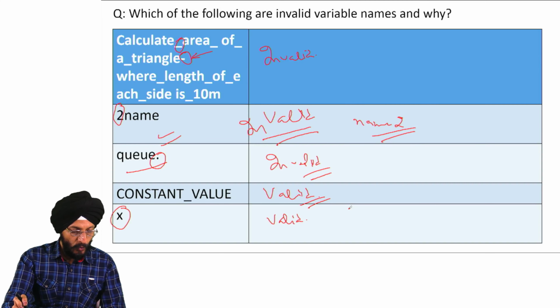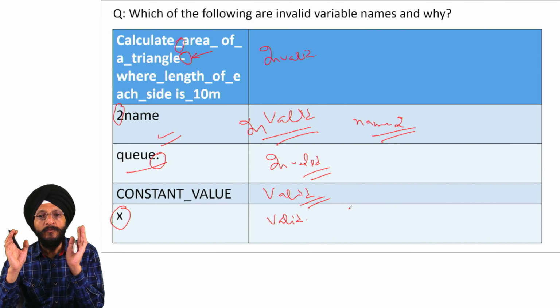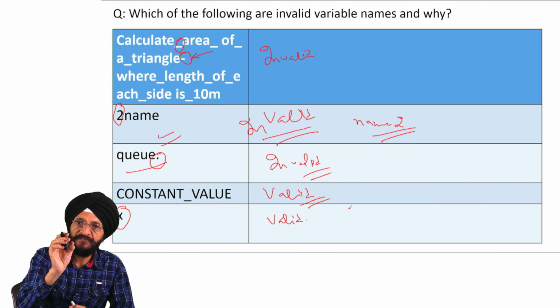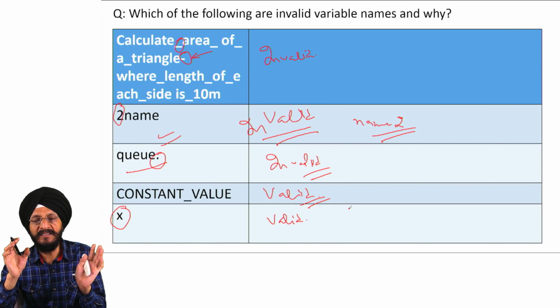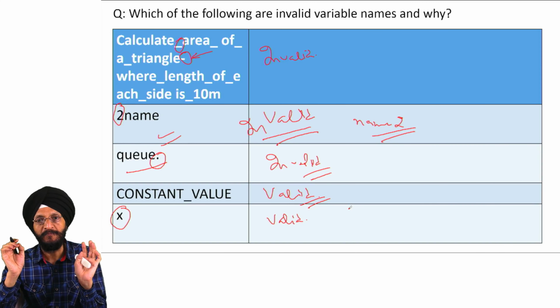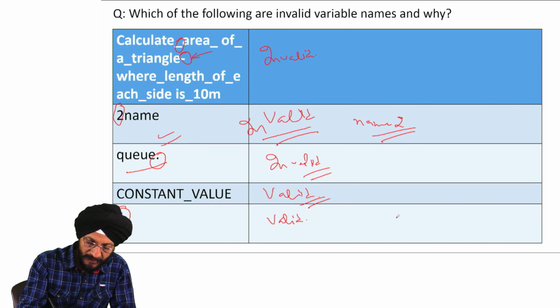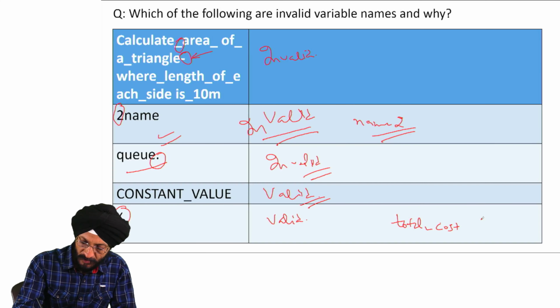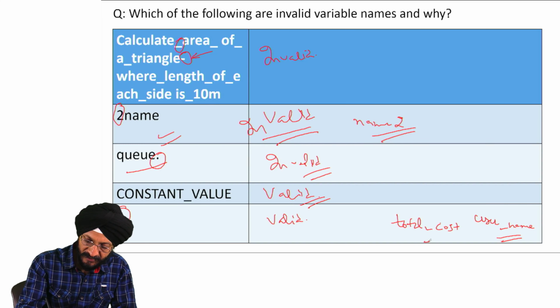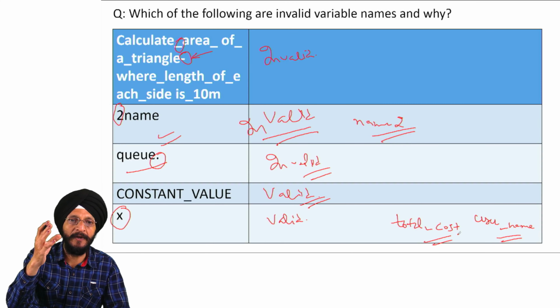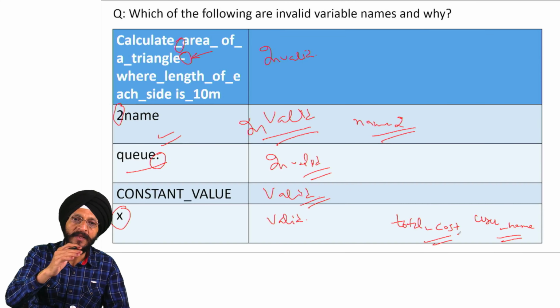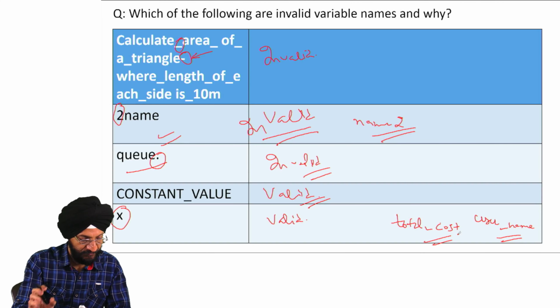So we should avoid naming any variable with letters like x, y, z, etc. Instead, we can use variable names such as total_cost, or we can use user_name. Such descriptive variable names we should use. Though x is a valid variable name, it is not descriptive.